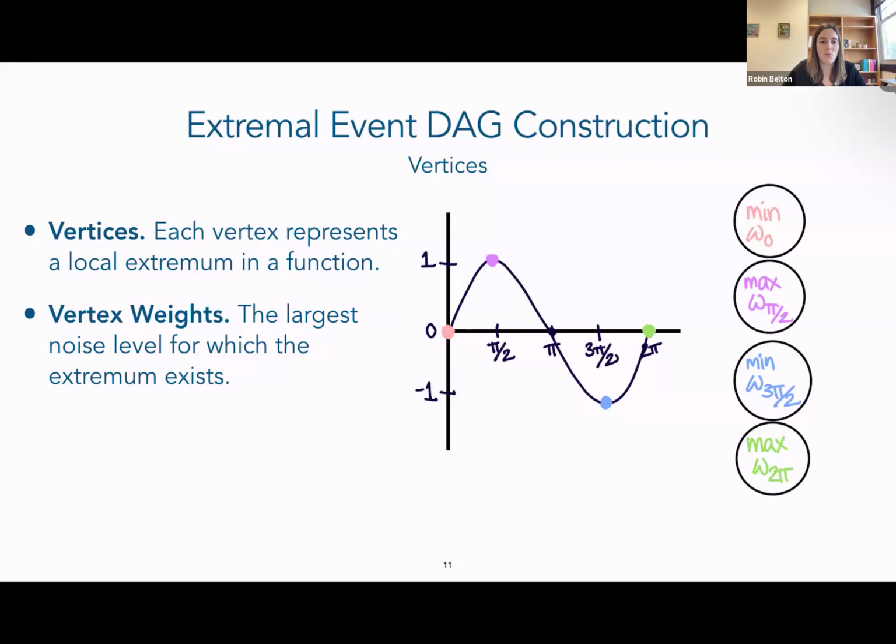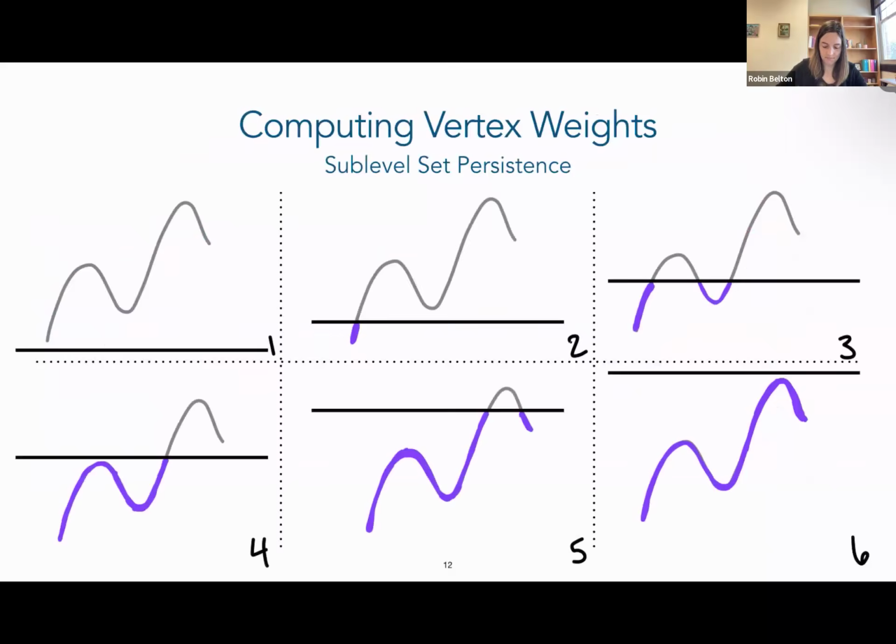And then for our vertex weights, we want this to be the largest noise level for which we can say the extremum definitely exists. So what is the largest epsilon band we can place around our function and say that under any perturbation of this function, there's definitely a local min there or definitely a local max there. And the way we can compute these values is through sublevel set persistence.